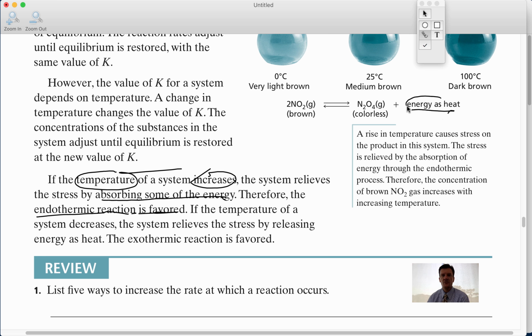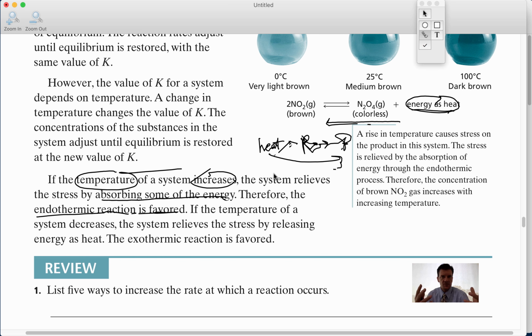So if heat is found over here as a product, then the endothermic direction is reverse. If heat is found over here as a reactant, sorry, those are reactants, okay, and products there. Then if heat is over on this side, then when you increase the temperature and add heat, it's got to use up that heat by going that direction. So it always wants to react away from the heat.